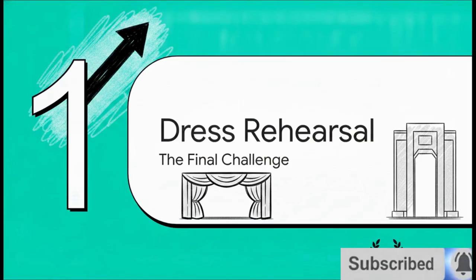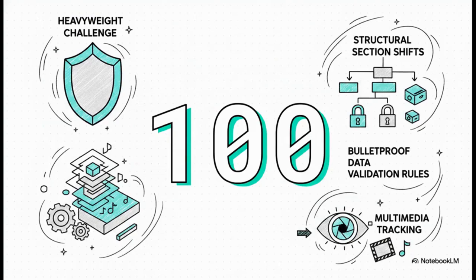Section 1. The ultimate dress rehearsal, the final challenge. 100. That is the magic number right now. You see, mock paper 4 isn't just some casual drill or a quick little warm-up exercise. No, it is a full 100-mark heavyweight challenge. It is specifically engineered to throw the absolute most complex, multi-layered problems right at you. I mean, when you sit down with this paper, you're facing structural section shifts, you're building bulletproof data validation rules, and you're handling multimedia tracking, all wrapped up into one massive test of your skills.